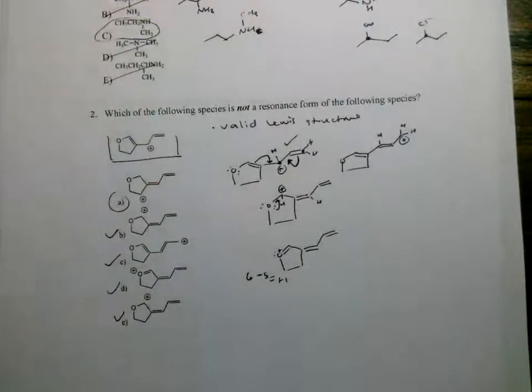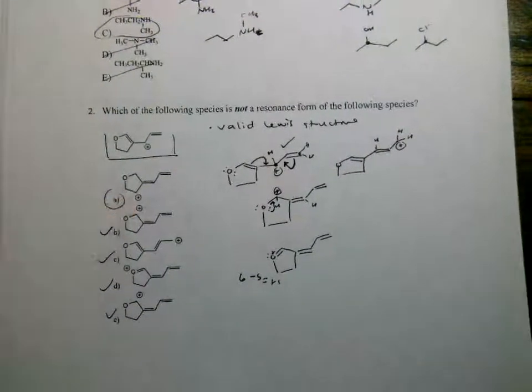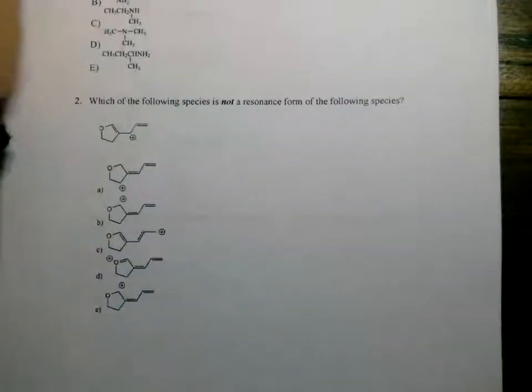So A is the only one that we didn't find a structure of already, and it just has a positive charge kind of off in a weird spot. So that's kind of a way you can find the imposter.